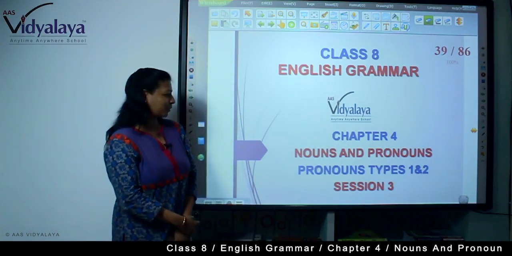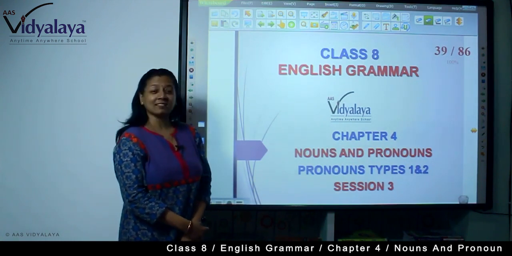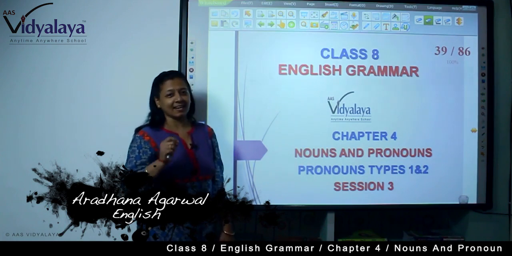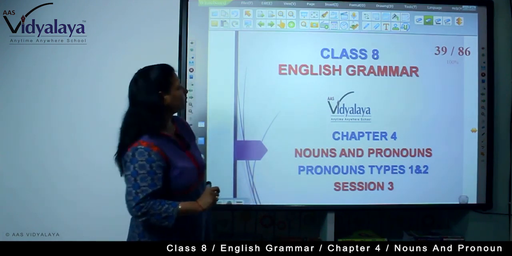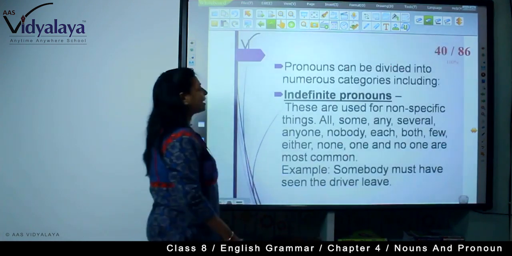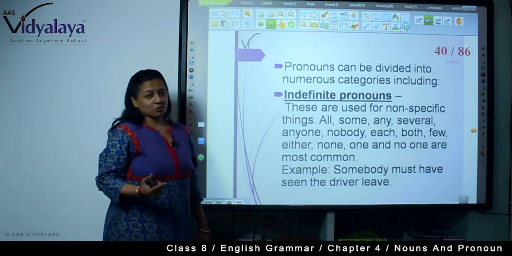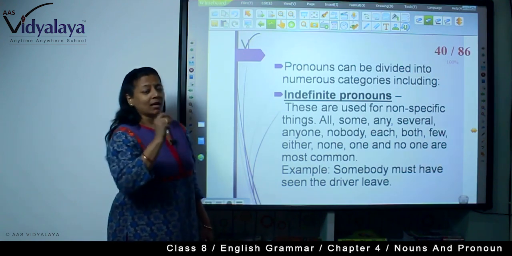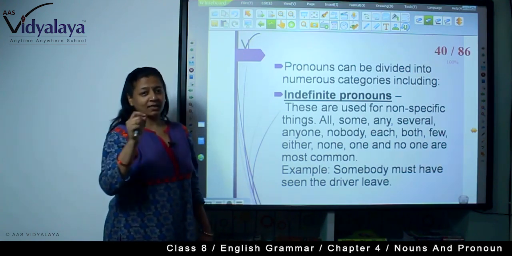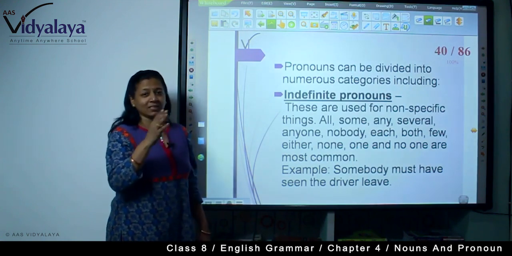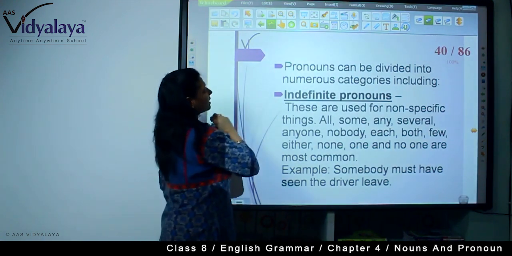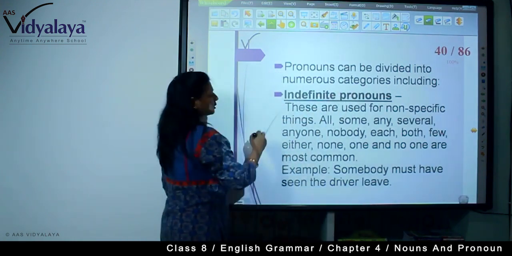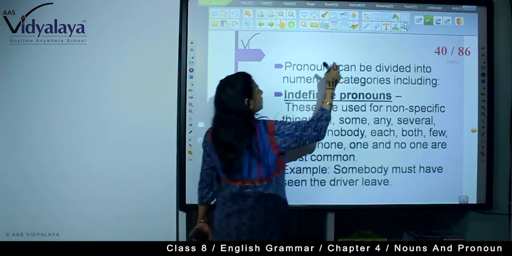We are doing chapter 4, that is nouns and pronouns, and this is session 3. In this I am going to teach you pronouns and its types, type 1 and 2. Let's see what's there in the slide. Pronouns, as you know, are the words that we use to replace nouns. Whenever there are proper nouns, we can replace them with pronouns, whenever there is a gender. So here we can divide pronouns into numerous categories, including indefinite pronouns.